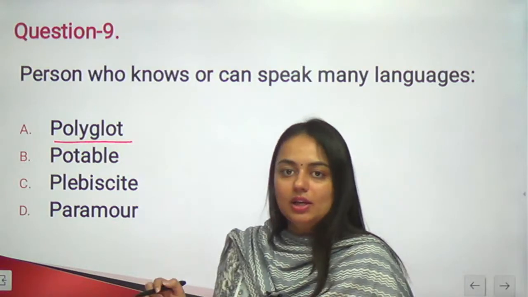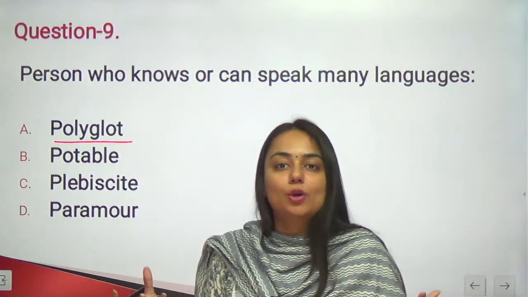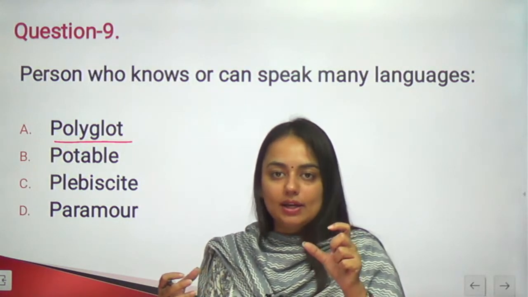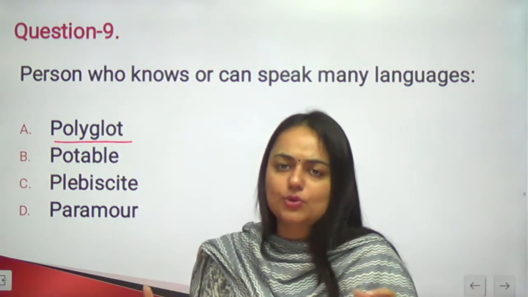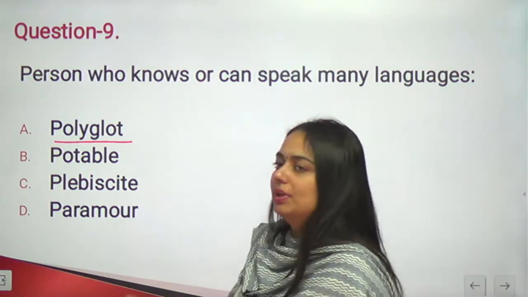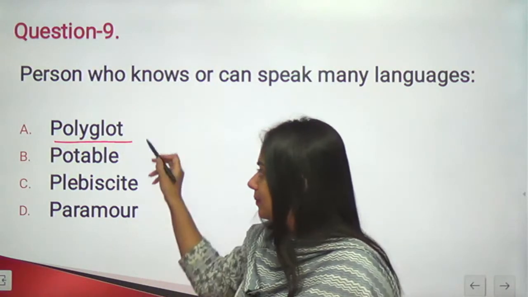Poly means many. For example, polygamous, having more than one spouse. Gamous is marriage or coupling, so polygamy is having more than one spouse. Similarly, polyglot is to be able to speak more than one language, multiple languages.